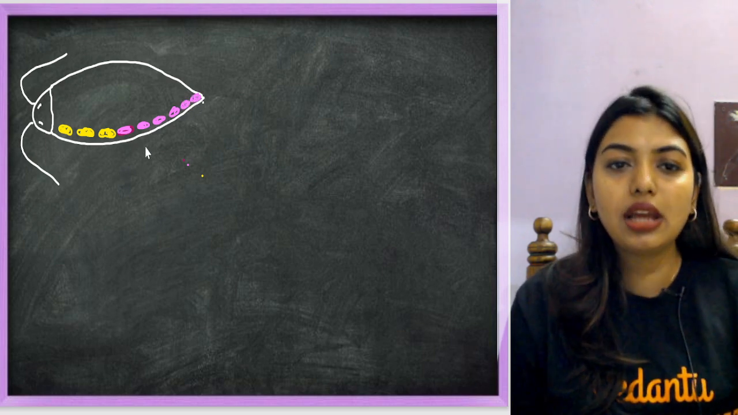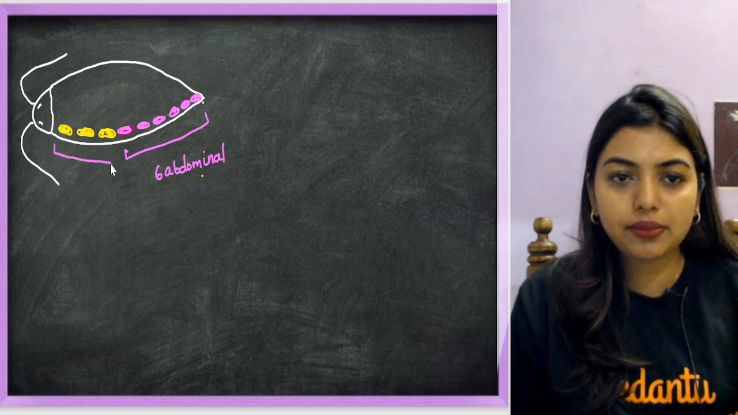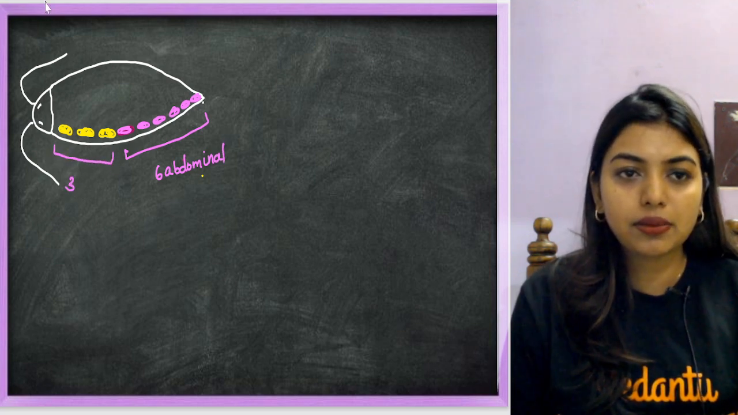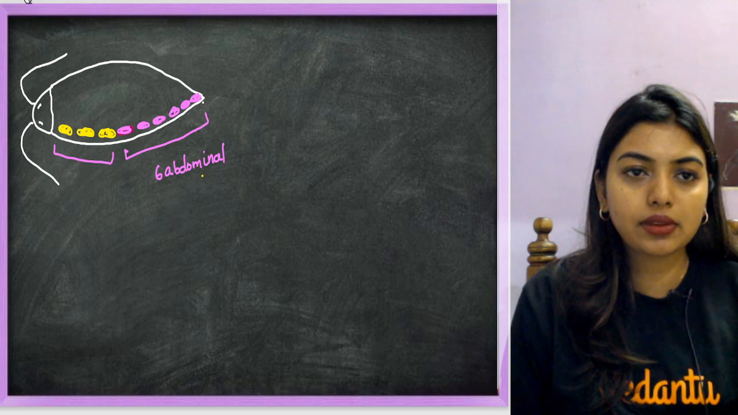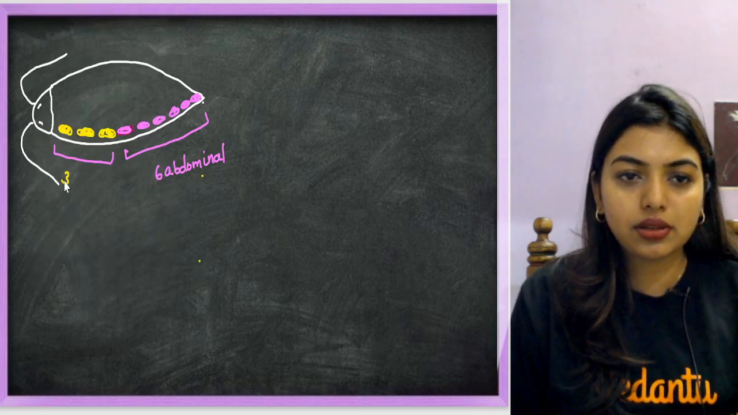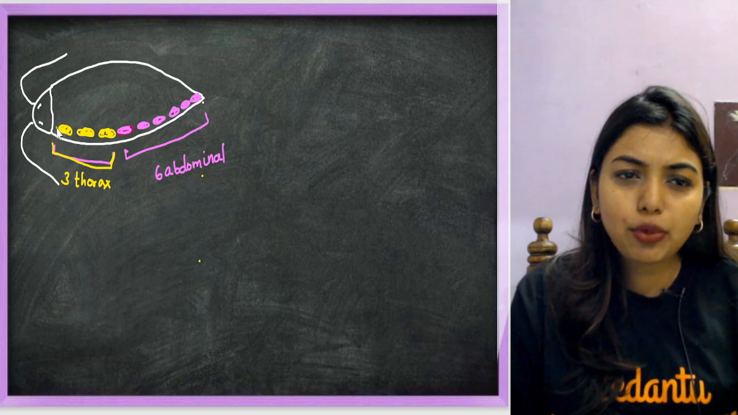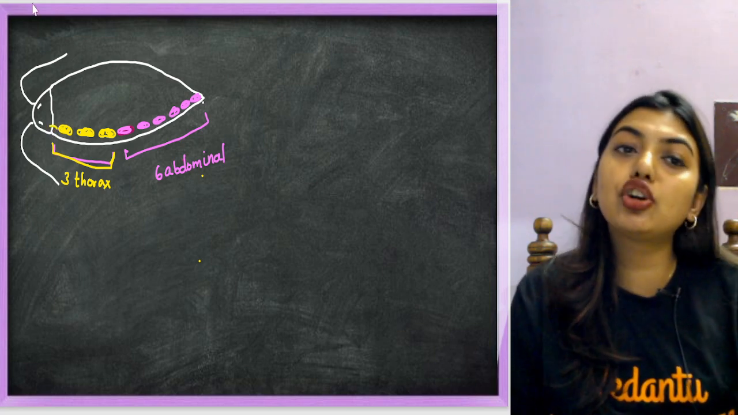Six of them in the abdomen region. So here we have 6 in the abdominal region. Okay, and 3 in the thorax region. Got it? Now they're telling a very little portion is extended towards the head, because of which the head is going to be able to survive.